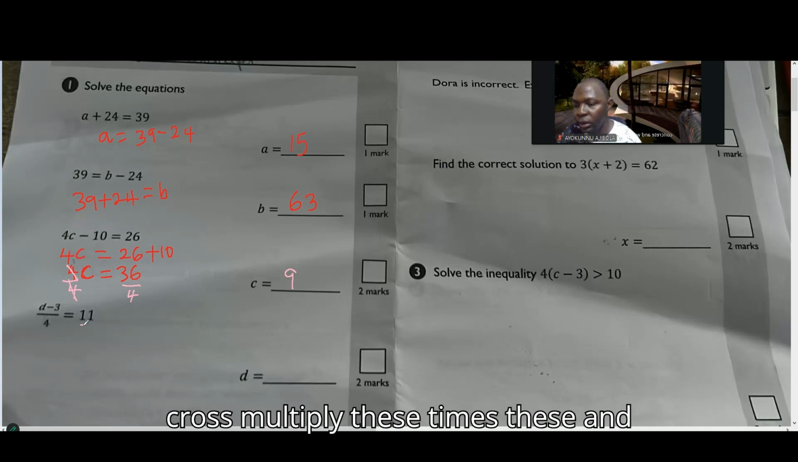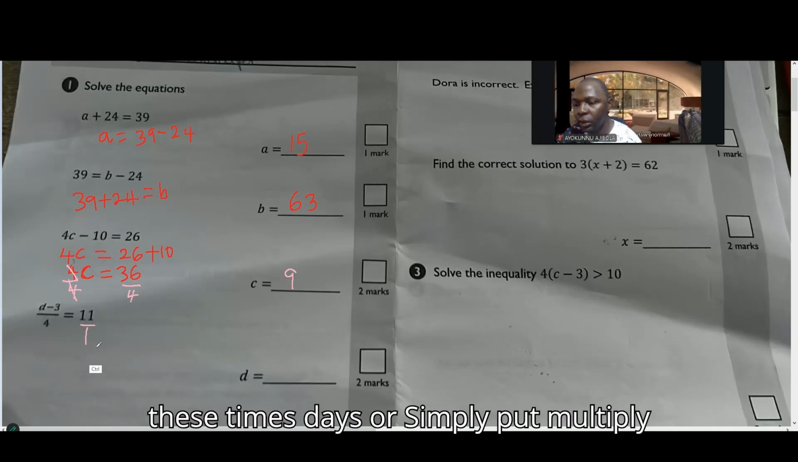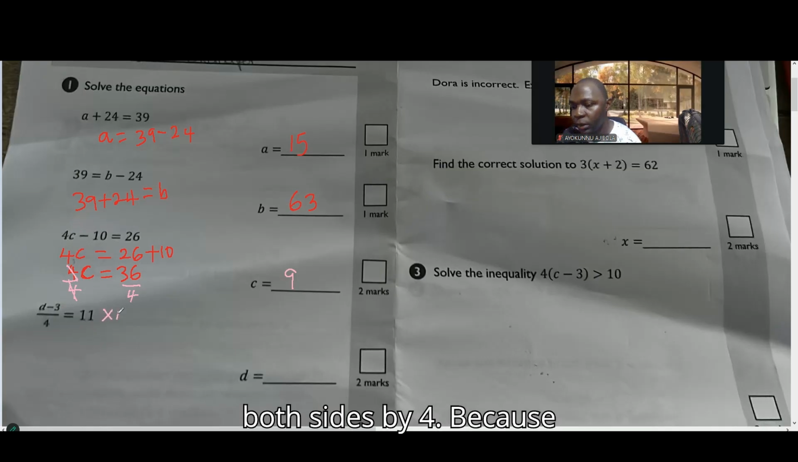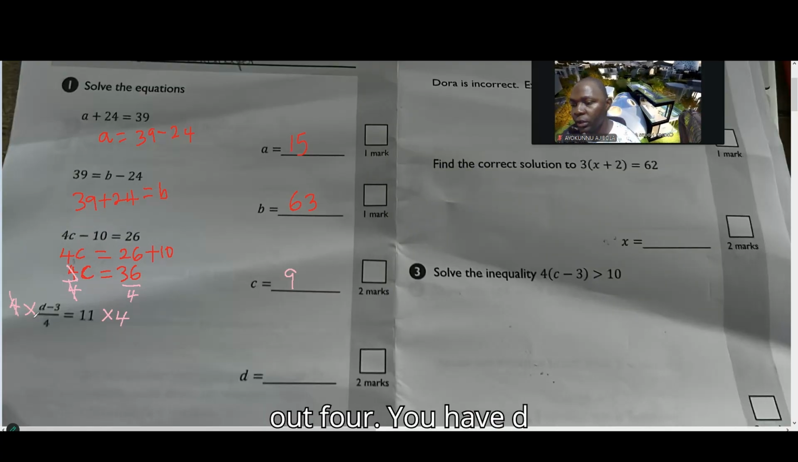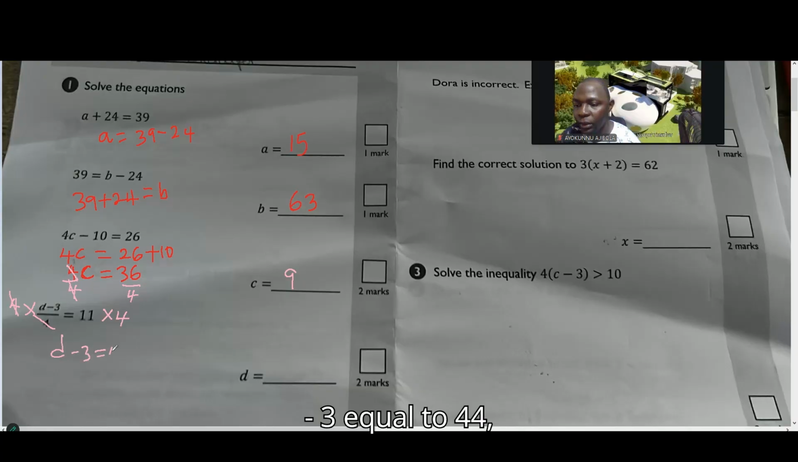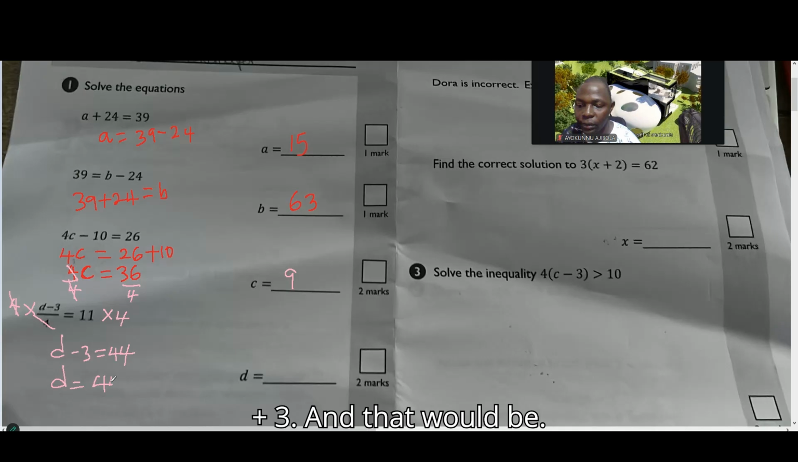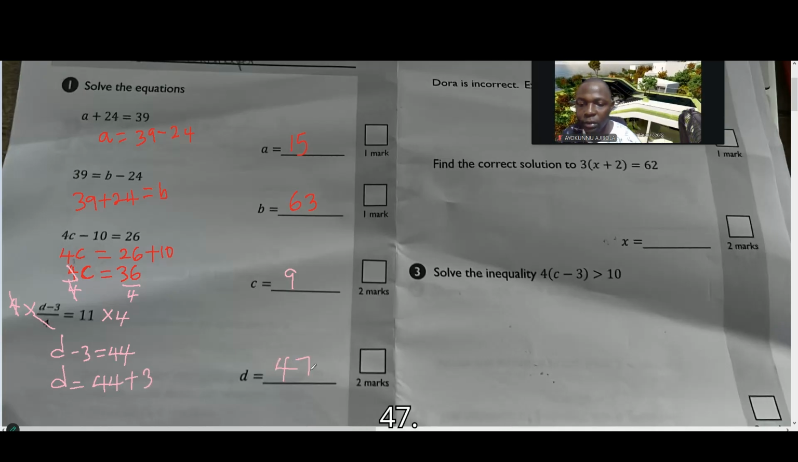Then here you have to cross multiply this times this and this times this. Or simply put, multiply both sides by 4 because it's division. So 4 cancels out 4. You have d minus 3 equal to 44. So d equals 44 plus 3. And that will be 47.